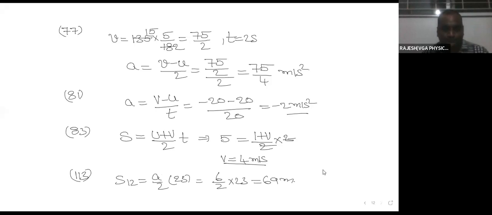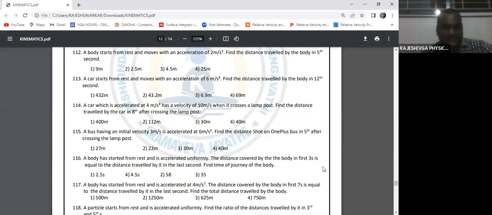A car is accelerated at 4 meter per second square, has a velocity of 10 meter per second, and it crosses a lamp post. Find the distance traveled by the car in 8 seconds after crossing the lamp. Sn, S8 is equal to u plus a by 2 of 2n minus 1. U is 10, a is 4, so 10 plus 2 into 15, 30 plus 10, 40 meters.